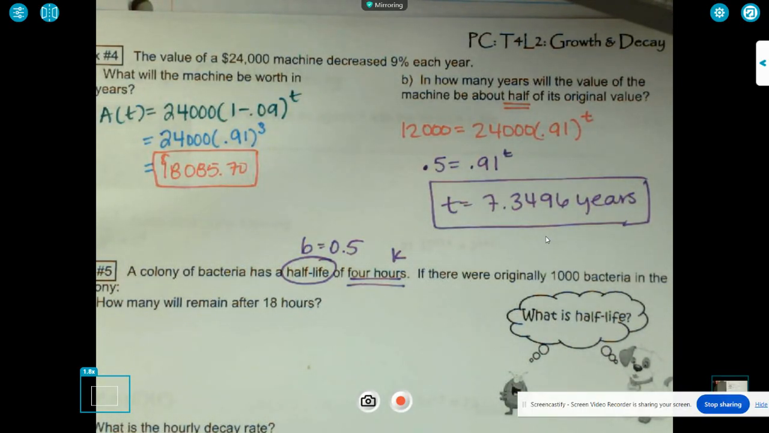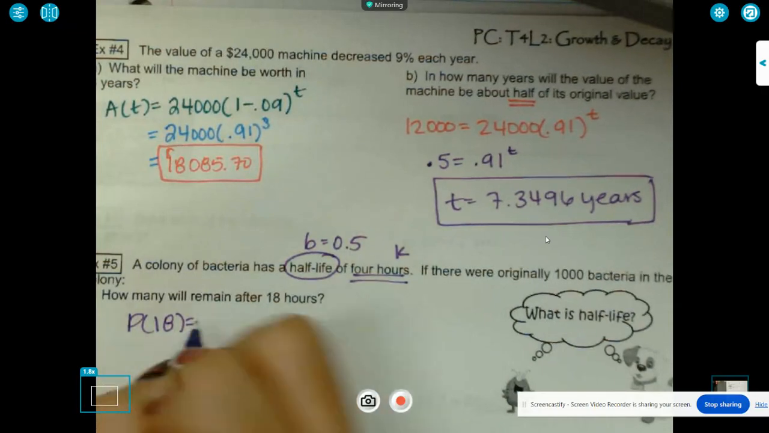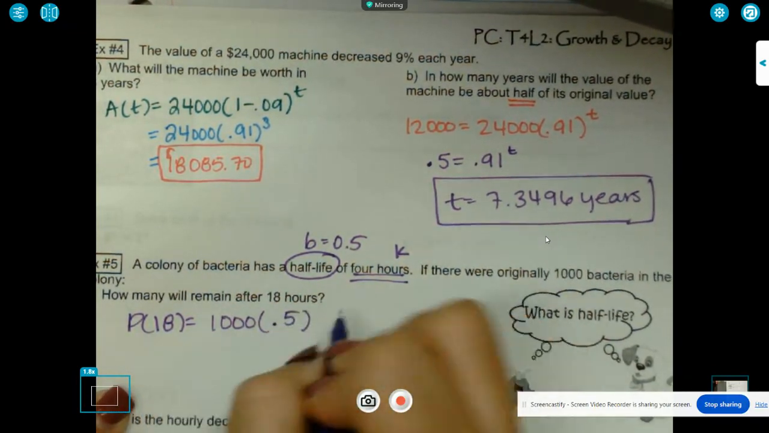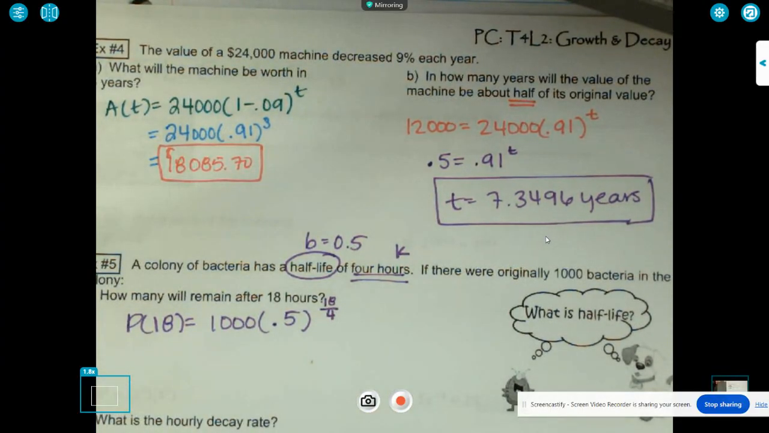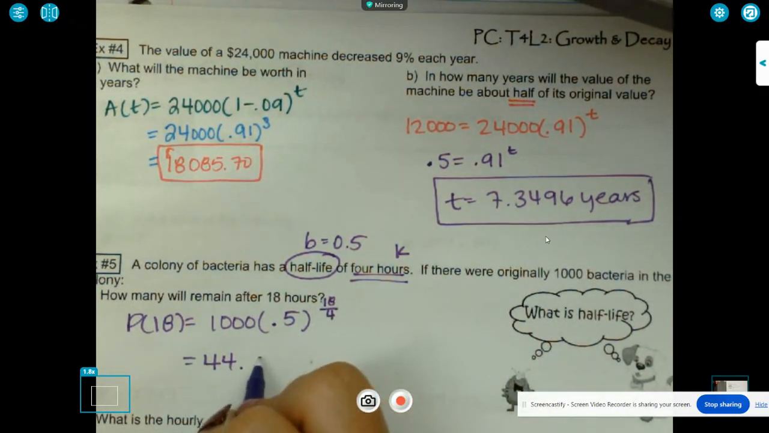Okay, all right, so if there were originally 1,000 bacteria in the colony, how many remain after 18 hours? What's my equation? 1,000 times 0.5 to the 18 over 4. Is everybody good on setting that up? All right, plug that in. What'd you get? 1941.